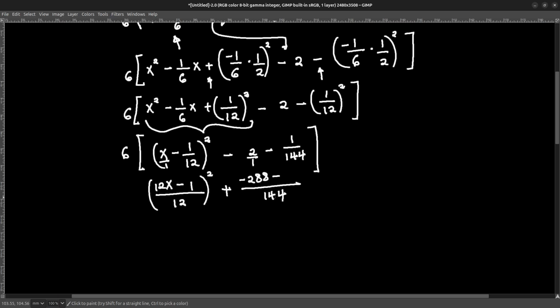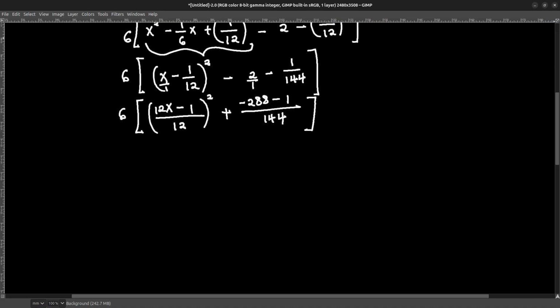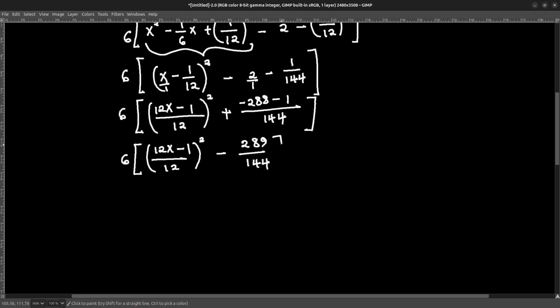And then minus 144 divided by 144, that's 1 times 1, it's still 1. Then we close the brackets. So we still have our 6. And then this is the same thing as 6. And we have 12x minus 1 over 12, squared. Then minus, so -288 minus 1, that becomes 289 over 144.